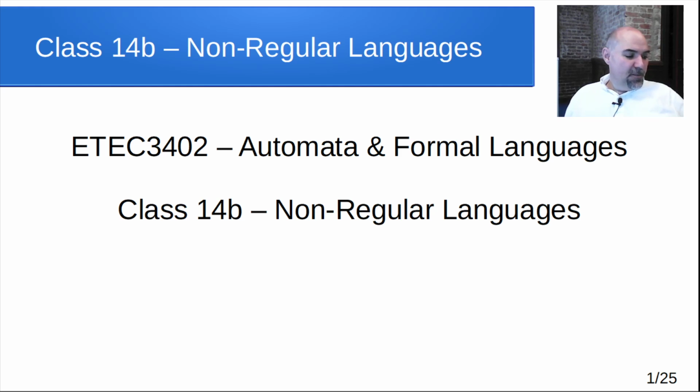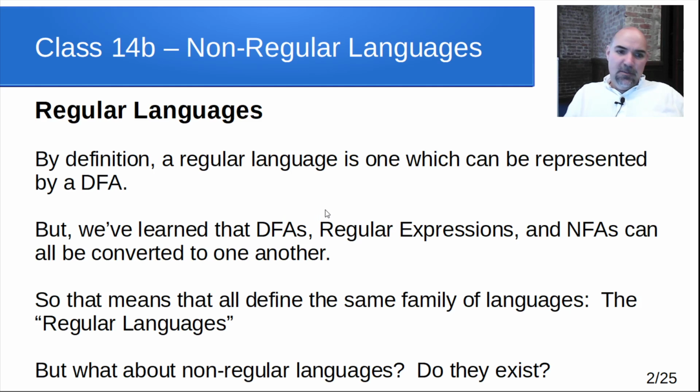So today, the second part of class, we're going to talk about non-regular languages. And so far, what we've talked about is all entirely regular languages. And as a quick reminder, by definition, a regular language is one which is represented by a DFA. So if we have a DFA that defines a language, we know that language is regular. And also, since DFAs, regular expressions, and NFAs can all be converted from one form to another form, that means that if we have a regular expression, we have a regular language. If we have an NFA, we have a regular language. So all of them define that same family of languages, regular languages.